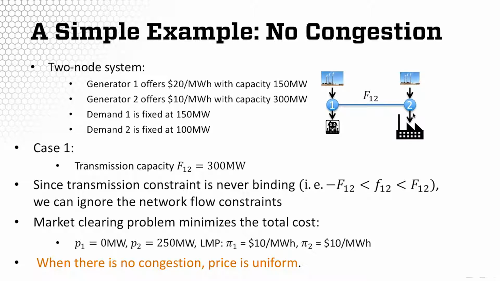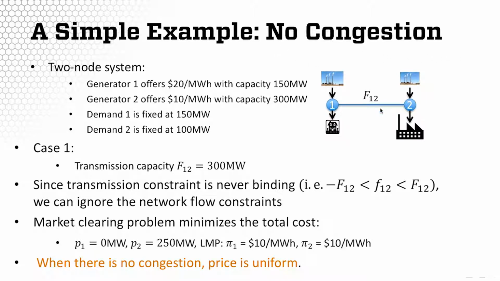The problem is, how do we clear the market by matching supply and demand, and how do we decide the electricity price? So we need to specify one more piece of information, and this information is the transmission capacity: how much power I can send through this transmission line. In this case, which is case 1, we specify a pretty high number, 300 units, on this transmission line. So this is a high capacity transmission line.